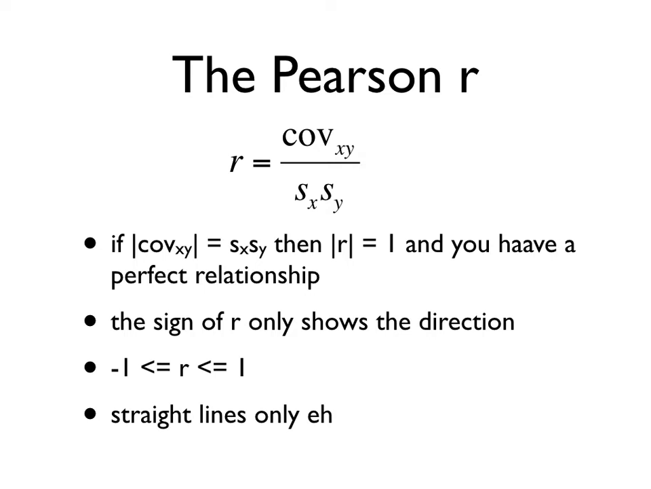Except that there is a nice relationship there. It's a perfectly beautiful relationship, except it's one that R can't measure. R needs straight lines. It only works for linear relationships.